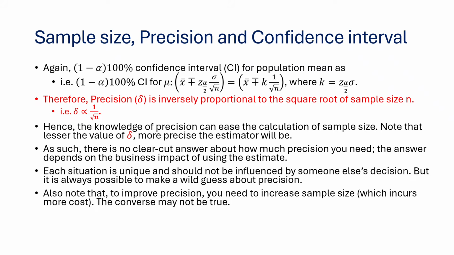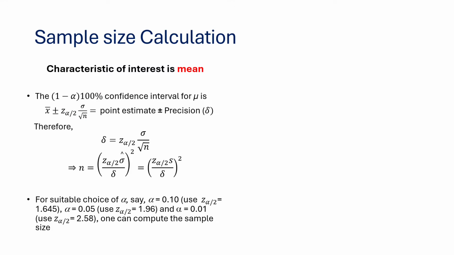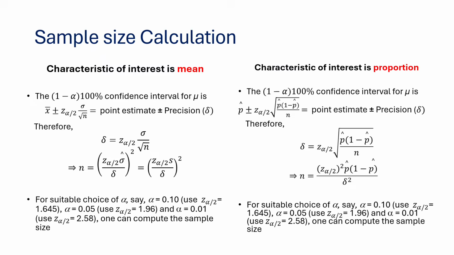Also note that to improve precision, you need to increase the sample size. So let us understand the sample size calculation for various characteristics of interest like mean, proportions, etc. Here is the formula. As you all know, the (1 minus alpha) 100% confidence interval for mu is x bar plus or minus z alpha by 2 sigma by root n. From here you can identify the value of delta very easily, and rearranging the terms you get the sample size formula.